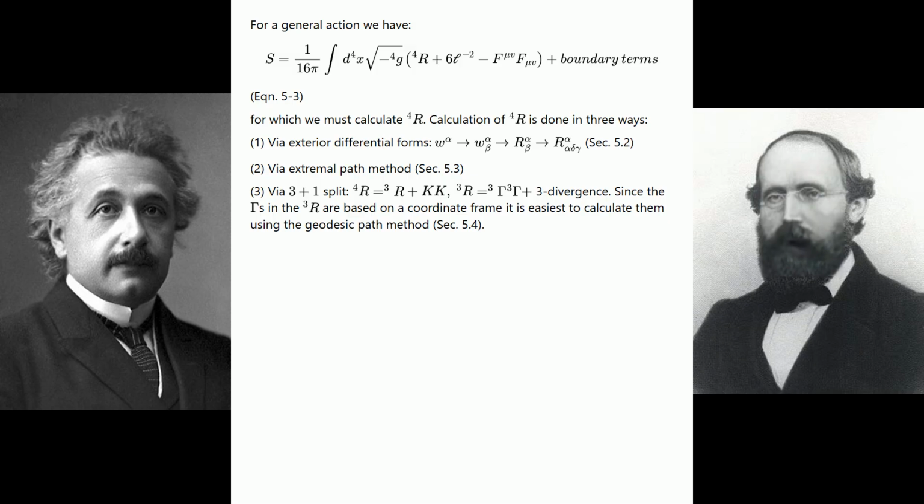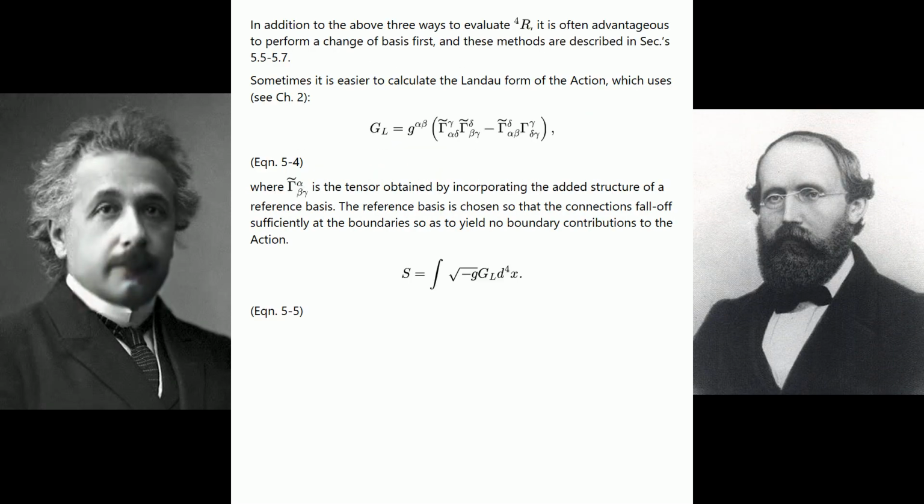4R equals 3R plus KK, 3R equals 3 gamma plus 3 divergence. Since the gammas and the 3R are based on a coordinate frame, it is easiest to calculate them using the geodesic path method, section 5.4. In addition to the above 3 ways to evaluate 4R, it is often advantageous to perform a change of basis first, and these methods are described in sections 5.5 to 5.7.